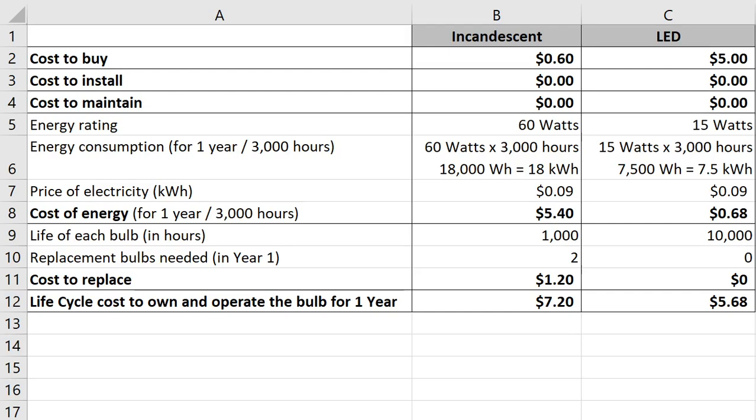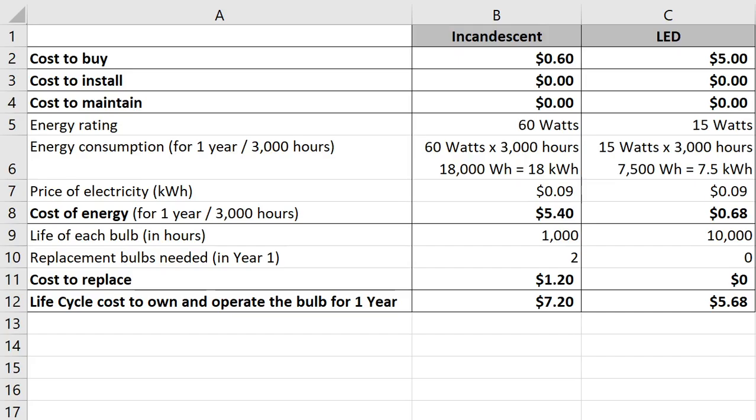Okay, I wanted to put together a short screen recording on the process of life cycle costing. The idea here is that life cycle costs equal the cost to buy plus the cost to install plus the cost to maintain plus the cost of energy and also the cost to replace. And what I've done here is provided a very simple example of replacing a simple office light.